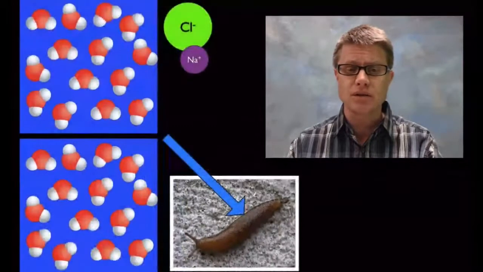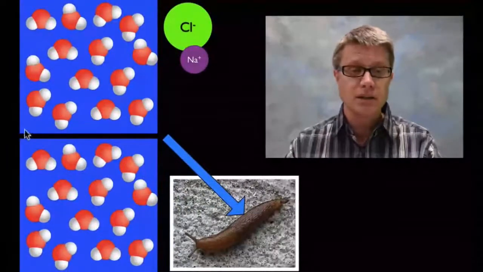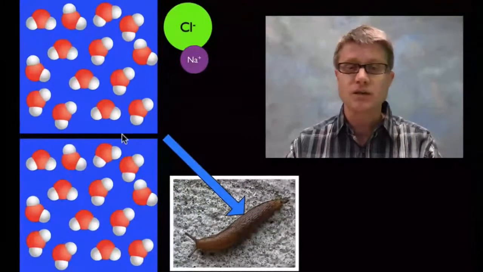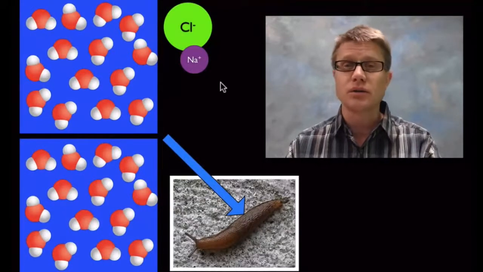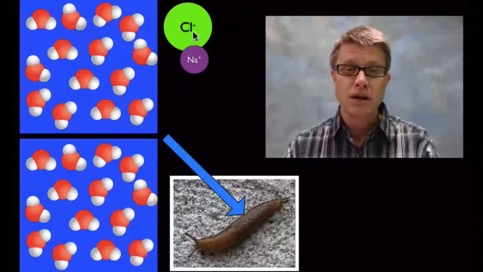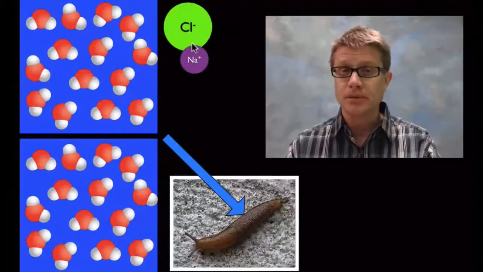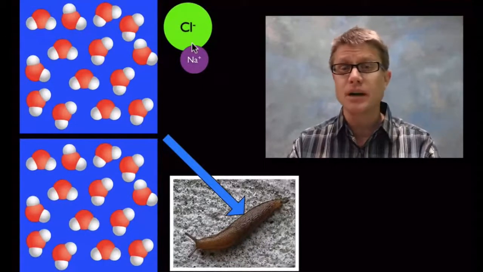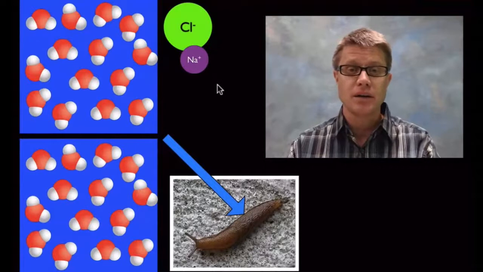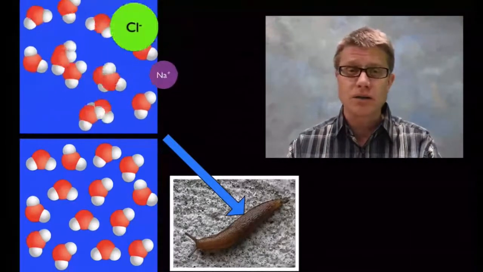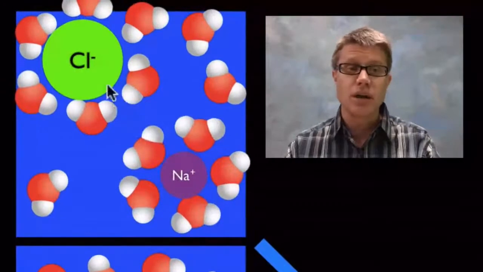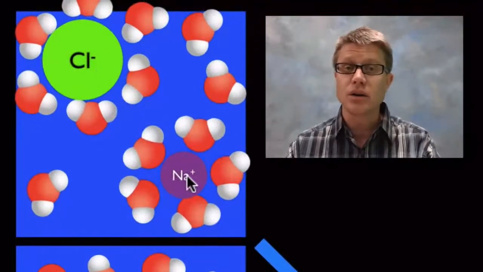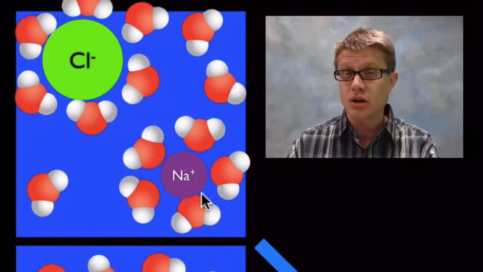Let's zoom in to the surface of the slug. So let's say this represents a cell membrane on the outside of the cells of the slug. We've got water on the outside, water on the inside. And let's say we add one crystal of sodium chloride, or salt. Sodium chloride is going to be made up of two ions that are bonded together using an ionic bond. When we add that to the water, something weird happens. It'll break apart into its two ions.